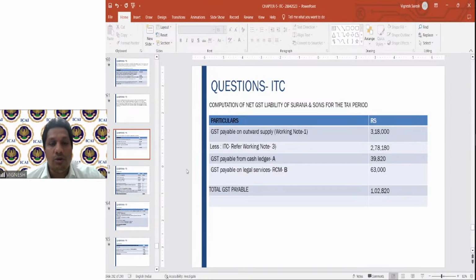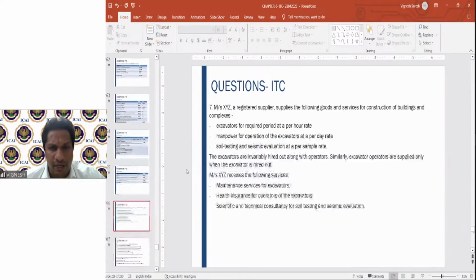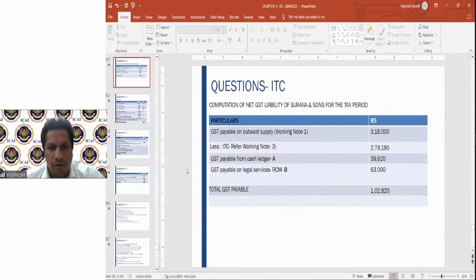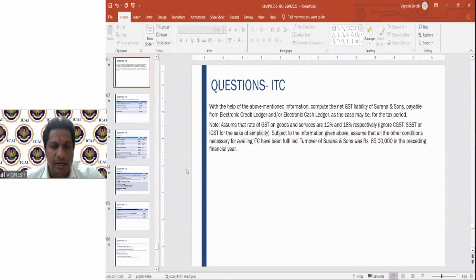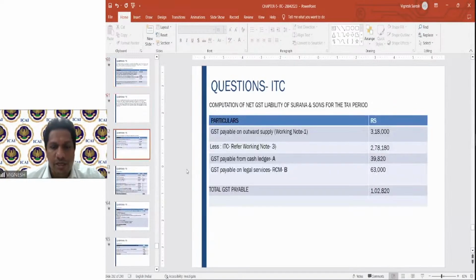Okay, so total GST payable is 1,02,820. I hope you understood this problem in detail. Any questions here? Anywhere you're getting stuck, let me know.